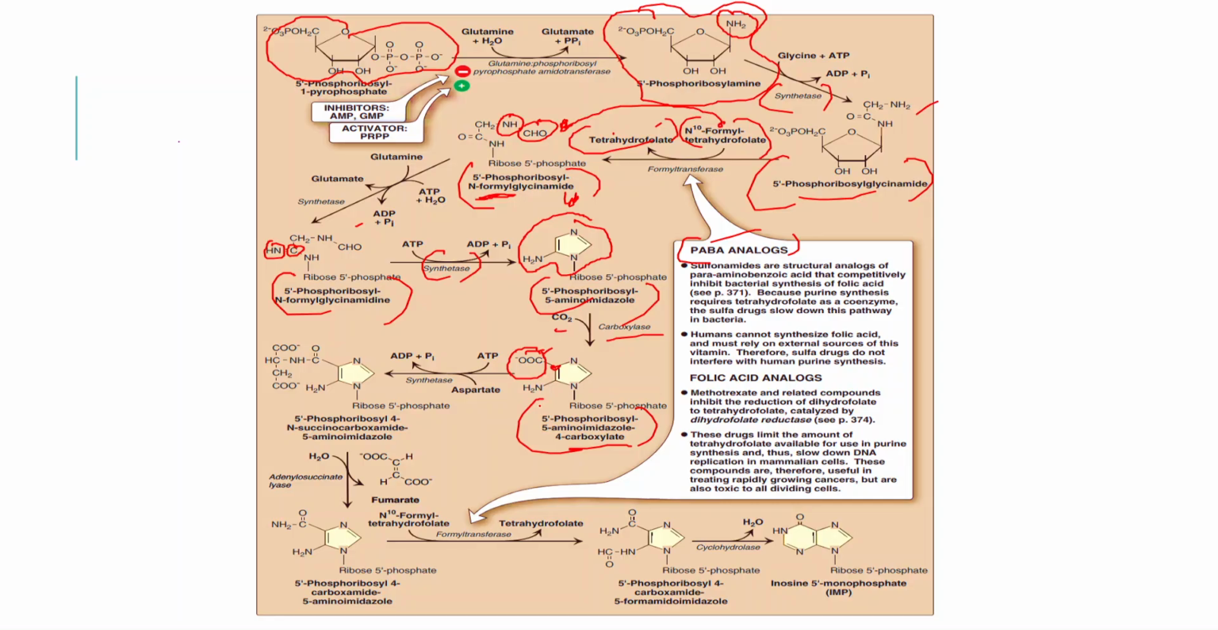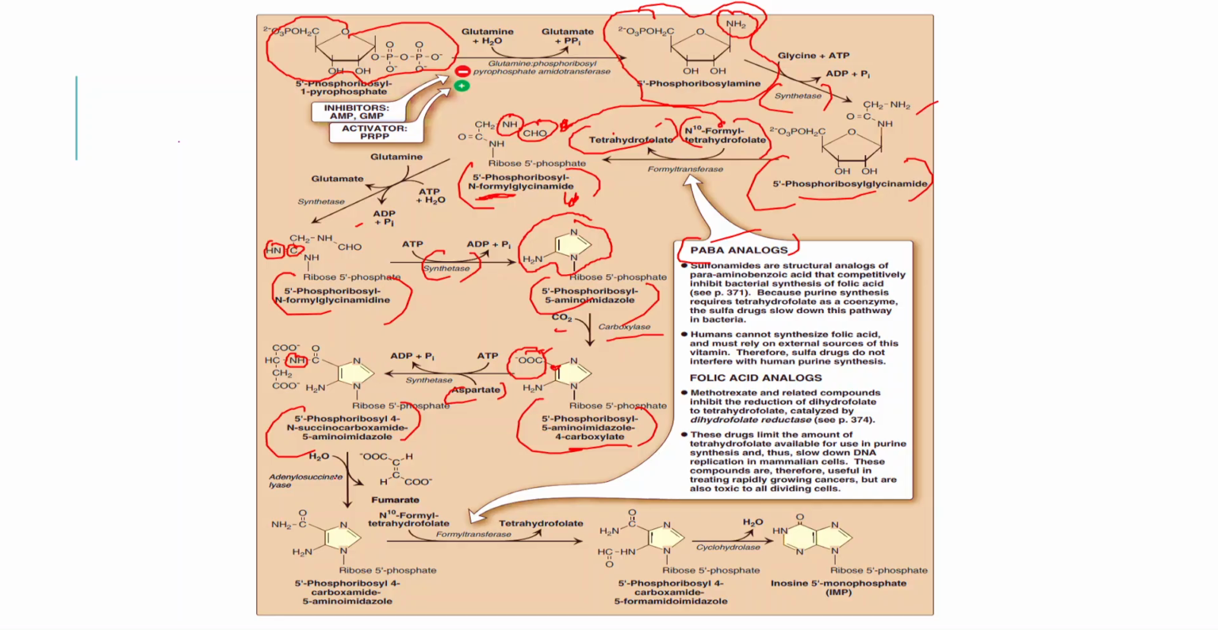Now, in the presence of the amino acid aspartate, this aspartate actually donates an amine group to this ring. But initially, this aspartate combines with the entire structure as it is. Now the structure is called 5-phosphoribosyl 4-succinocarboxamide 5-amino-imidazole. So this structure contains the entire aspartate amino acid, but the aspartate actually donates only this amino group, not the entire structure, which will not stay as it is.